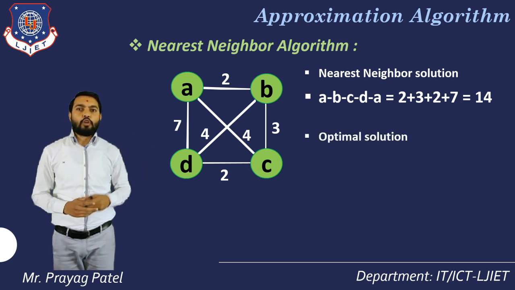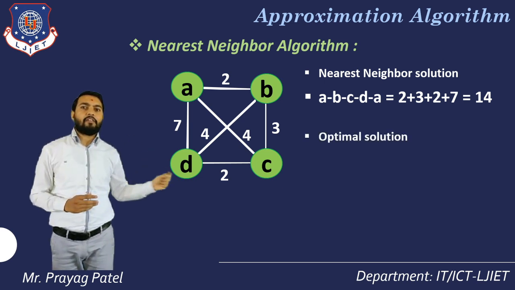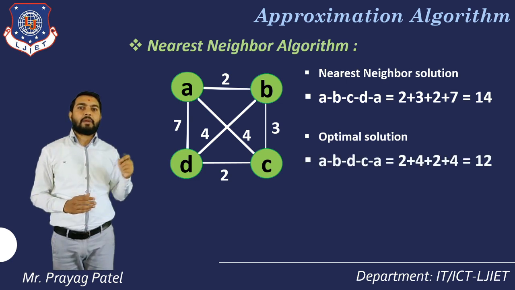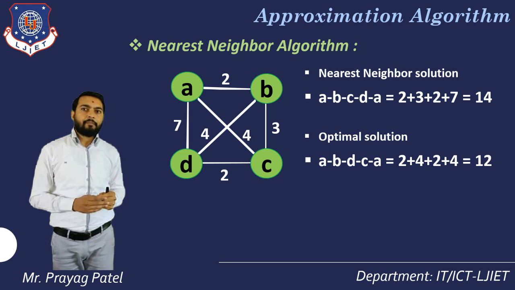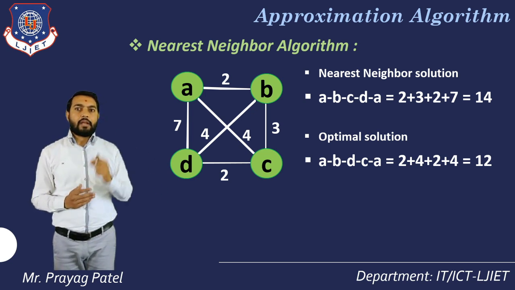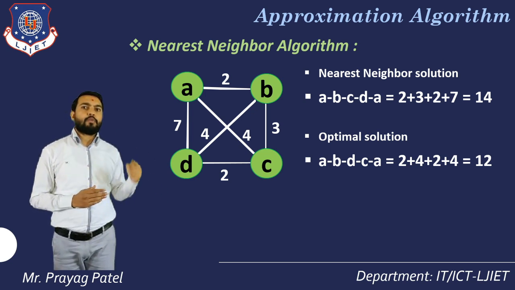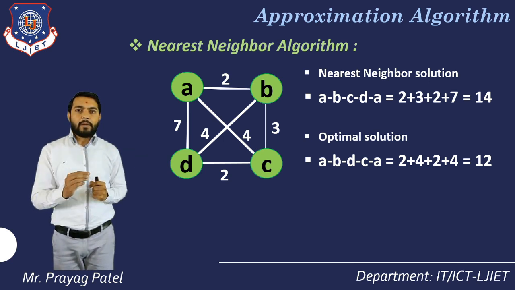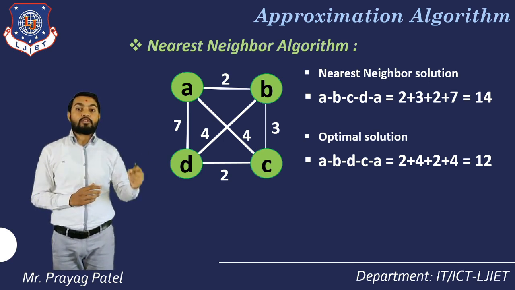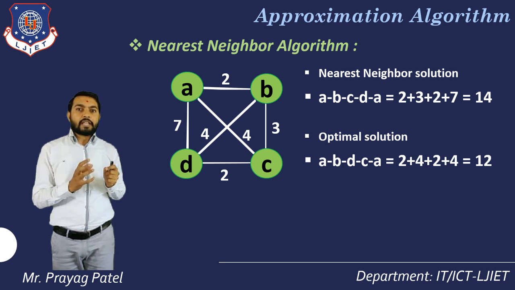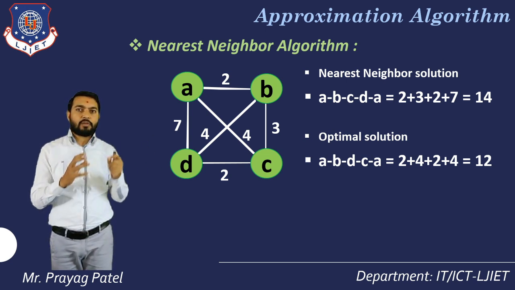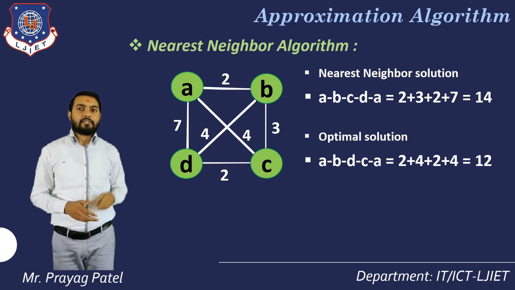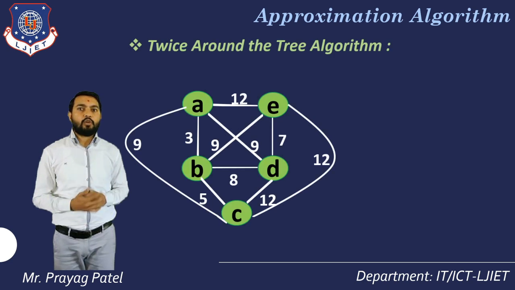Now, what is the optimal solution? What is the best solution for this given problem as a solution of the traveling salesman problem? The best solution is A to B, B to D, D to C, and C to A, and the distance is 2 plus 4 plus 2 plus 4 equal to 12. So the optimal solution is 12 and the approximation solution is 14. This approximation solution is near to our original solution, so we can use the approximation algorithm in cases when we require a fast solution.